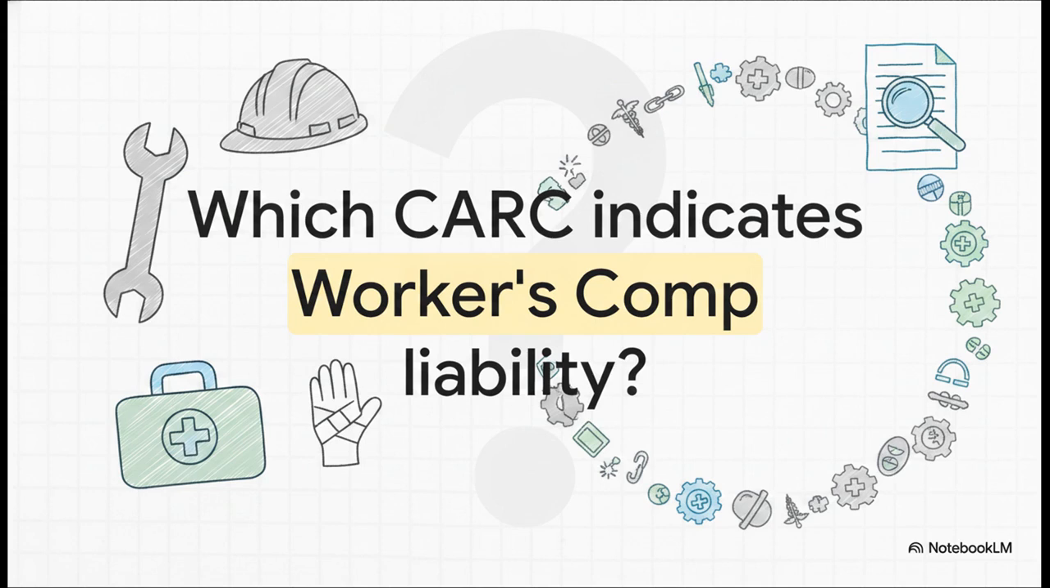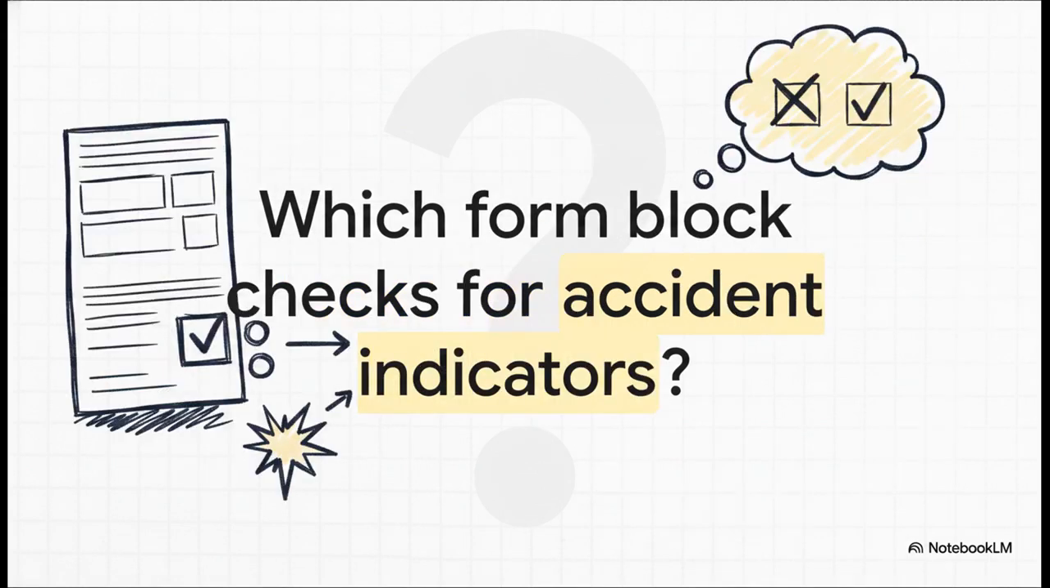Question 1. Which claim adjustment reason code indicates that the claim is a work-related injury in the liability of the workers' compensation carrier? Is it A, PR20, B, PR21, or C, PR19? Think back to our suspect lineup at the beginning of the explainer. Which specific code points directly to an on-the-job injury in workers' comp? Lock in your answer. All right, question 2.